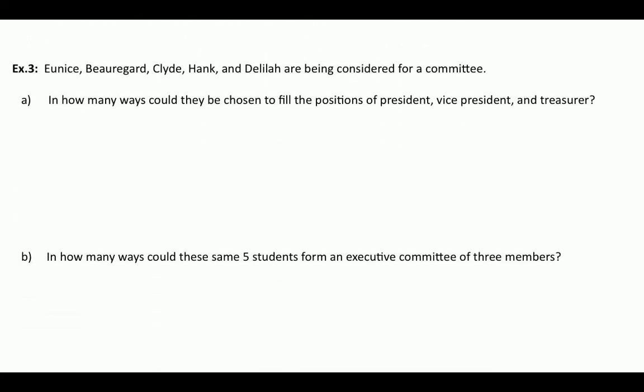All right, here's example number 3. We have these 5 students, Eunice, Beauregard, Clyde, Hank, and Delilah. And they're being considered for a committee. How many ways could they be chosen to fill the positions of president, vice president, and treasurer? Now, president and vice president are very different roles. And so having different people in those different roles is important.